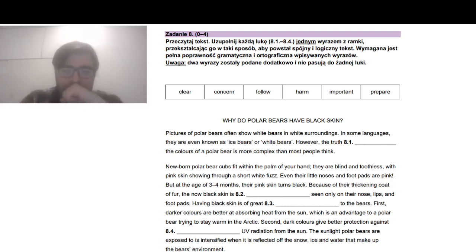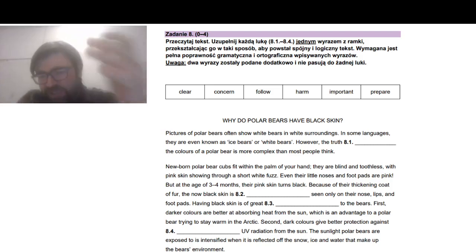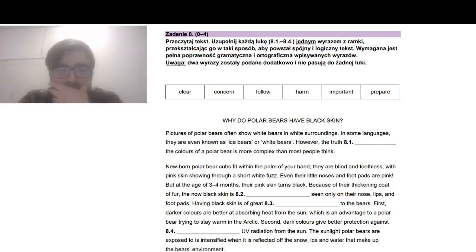Having black skin is great, something to the bears. Okay, the sentence is short. Maybe we can continue a bit to get more context. First, darker colors are better at absorbing something, something, something. So it looks like later we are talking about advantages, right? Again, now let's look at what part of speech we need here.